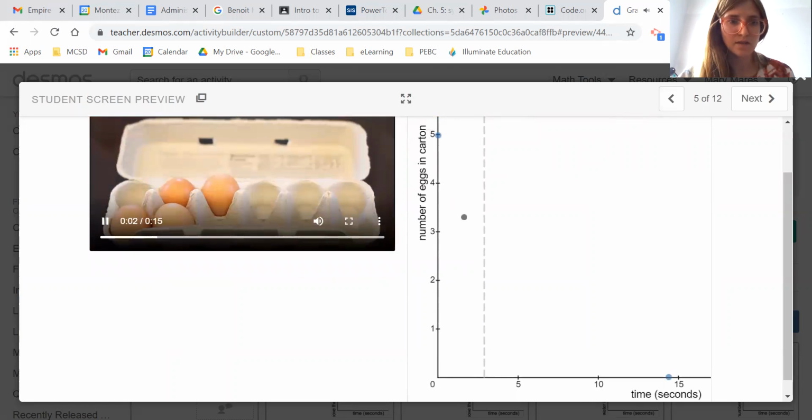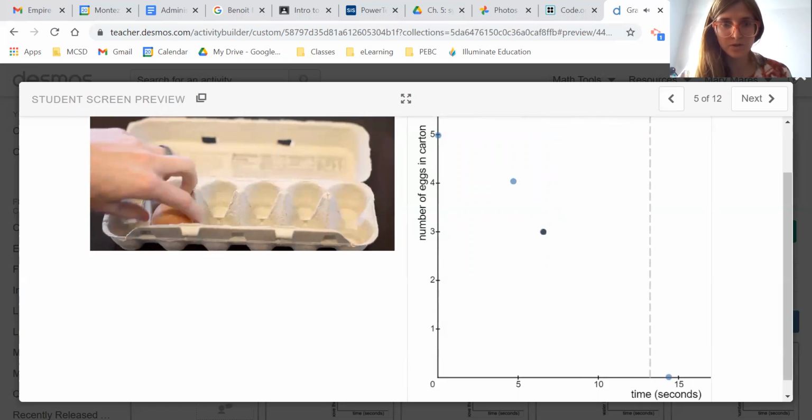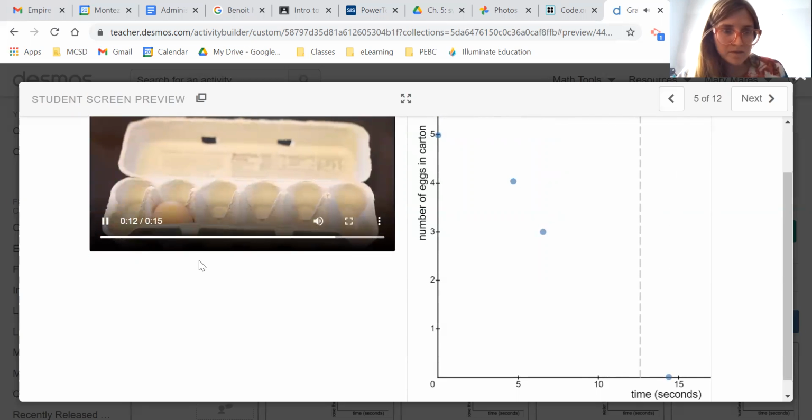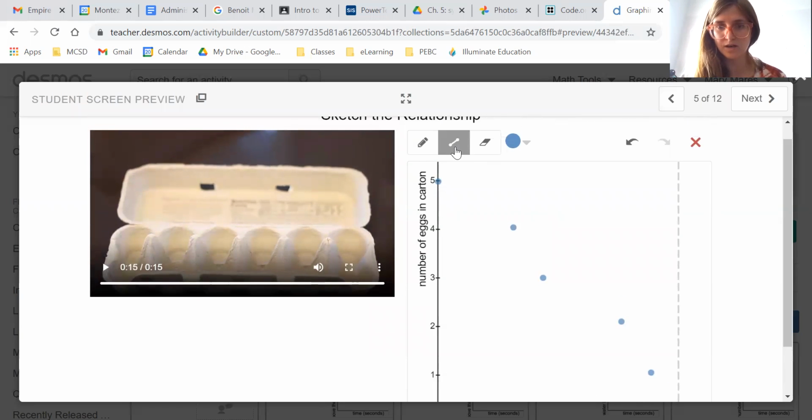1 was taken, and then at 5 seconds, 6 seconds. So at 5 seconds, there's 4. 6 seconds, there was 3. Okay, go back. 12 seconds, and then 13 seconds. So 12 seconds, and then 13 seconds. So let's just connect those dots.